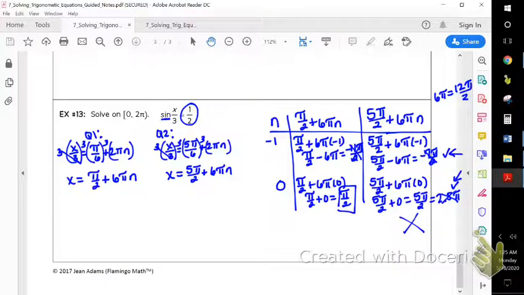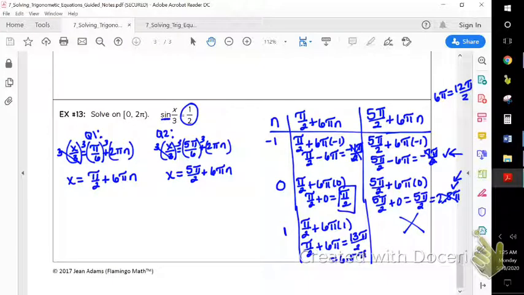But I still have that first column to work because I had it too small, but I haven't had it too big yet. So let's keep going in it. So I'm going to choose when n is 1. So pi over 2 plus 6 pi times 1. So pi over 2 plus 6 pi, which is 13 pi over 2, which is 6.5 pi. That's not between 0 and 2 pi. That's too big. So I'm done in that column as well now. So when I look here, I've really only got one answer. And so the answer for this problem is pi over 2.